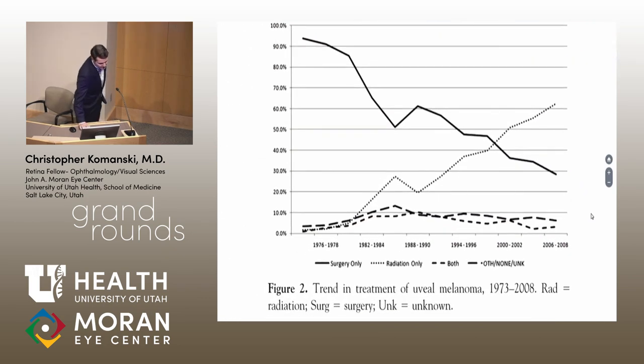As we can see from the trends in how uveal melanoma has been treated, in the 70s, almost everyone was being enucleated if this was diagnosed. However, through a lot of hard work and then the results of the COMS study, it was shown that radiation treatment is actually very effective for choroidal melanoma, and now it's become much more common.